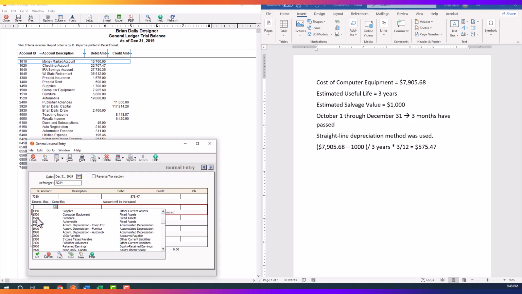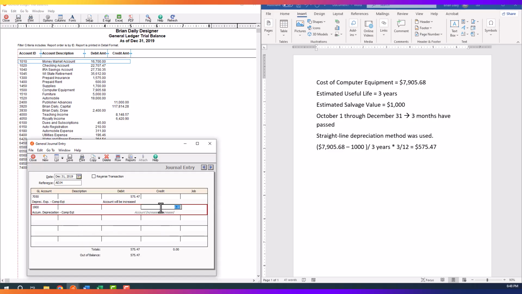So if we look at the assets, which are in the account number 1,000 range, we see that we do have some accumulated depreciation accounts, 3 of them, and right now we're focused on the computer equipment. So the accumulated depreciation for the computer account is essentially going to keep track of the reductions in the book value of that computer equipment. We're going to credit it. So once that detail has been entered, we can see that our journal entry is not out of balance and we can save it.